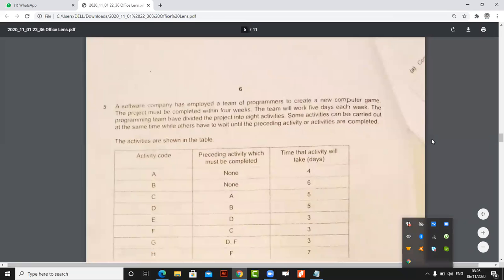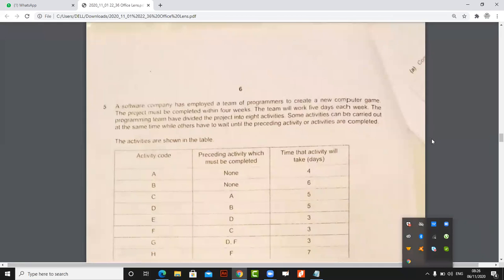Software company has employed a team of programmers to create a new computer game. The project must be completed within 4 weeks. The team will work 5 days each week. The programming team have divided the project into 8 activities. Some activities can be carried out at the same time, while others have to wait until the preceding activity or activities are completed. The activities are shown in the table.